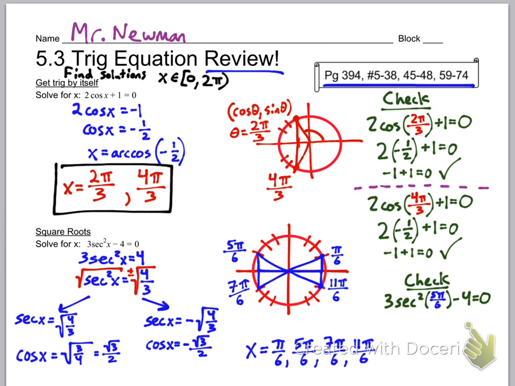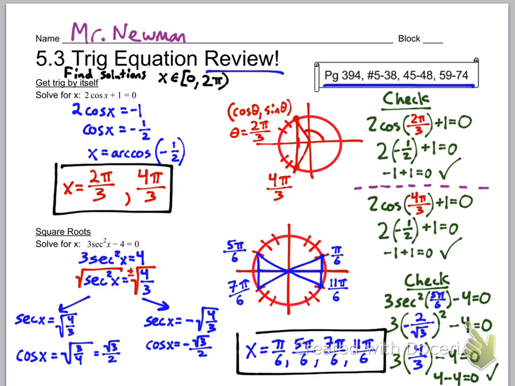And so let's first figure out what is secant of 5 pi over 6, and then we'll square it. Well, we know it's -2 over √3. When we square that, we get +4 over 3, and 3 times 4/3 is 4, so 4 minus 4 is 0, so it checks out. So those, and you can check the rest on your own, those 4 are the solutions to this equation.